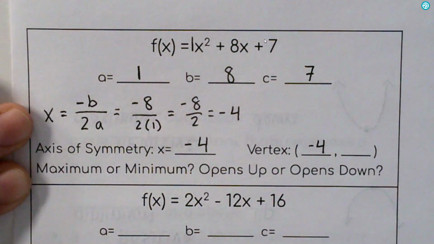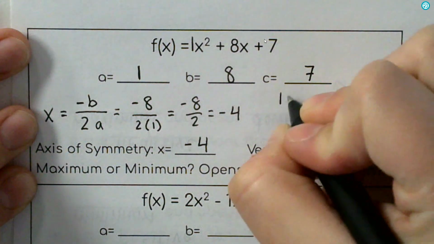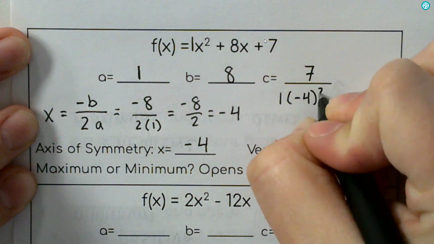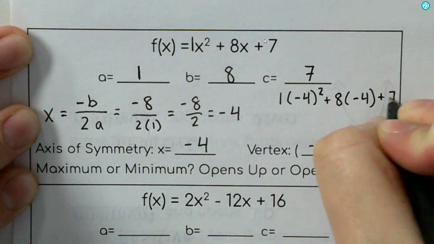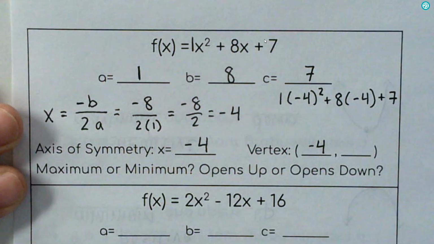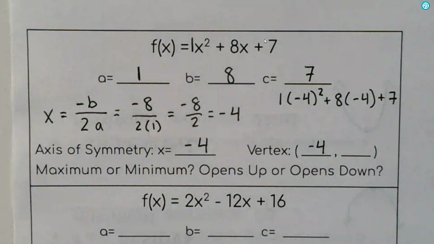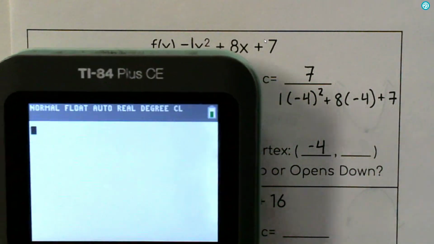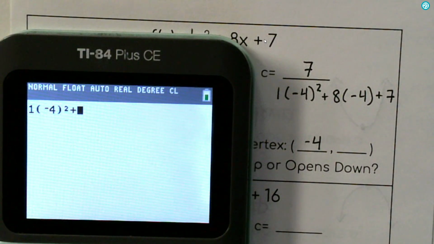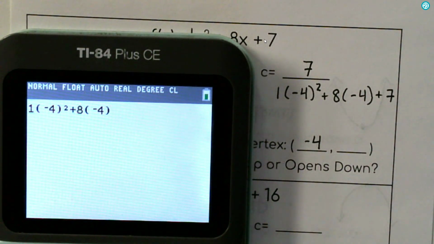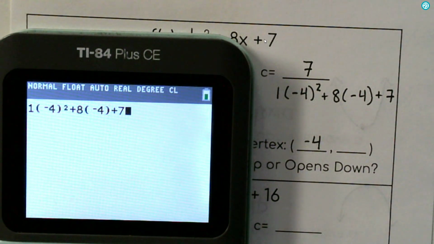So we're going to go back to our original equation. So I've got 1 times negative 4 squared plus 8 times negative 4 plus 7. I can work that out piece by piece, but I could also just plug it in my calculator. And I think we're going to minimize mistakes plugging it into our calculator. So that's what I'm going to do. So 1, open parentheses, negative 4 squared, plus 8 times negative 4, plus 7. So go ahead and put that in your calculator, please.